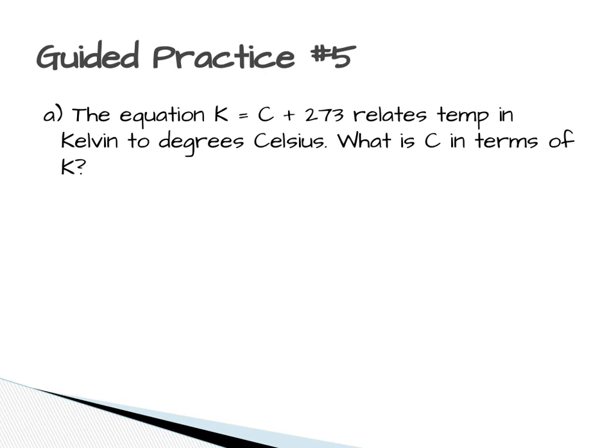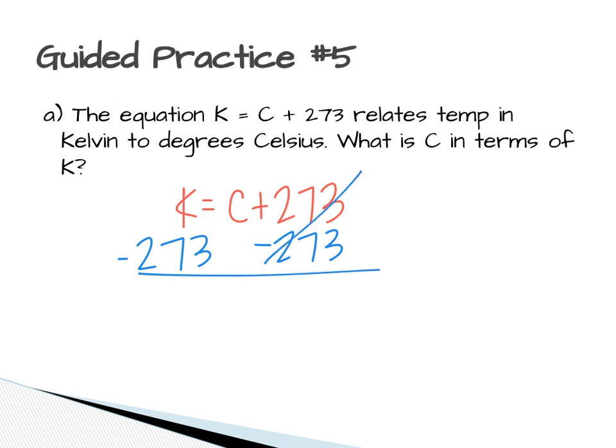I have Kelvin to Celsius. If I have Celsius and I want to change it to Kelvin, but I want to go the other direction, so I need to solve for C. So I've got my equation. How do I solve for C? Well, I get C by itself, and that means I'm going to have to move this 273 to the left-hand side. So C equals K minus 273.